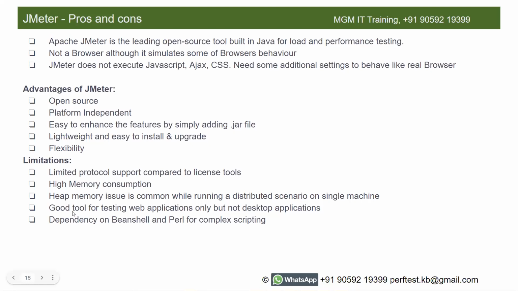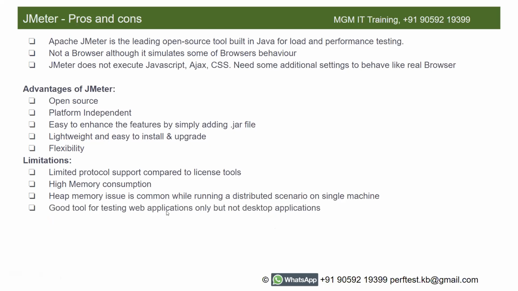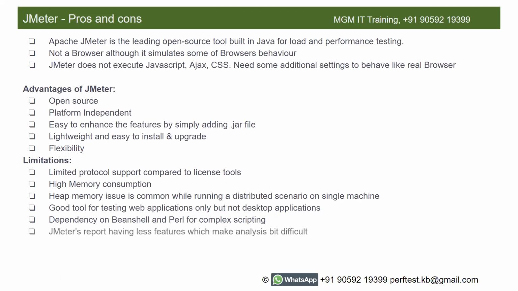The next limitation: JMeter is a very good tool for testing web applications only, but for desktop applications it has some limitations. Next is dependency on BeanShell and Perl for complex scripting. If we want to write some custom code, we need to depend on BeanShell and Perl for complex scripting.